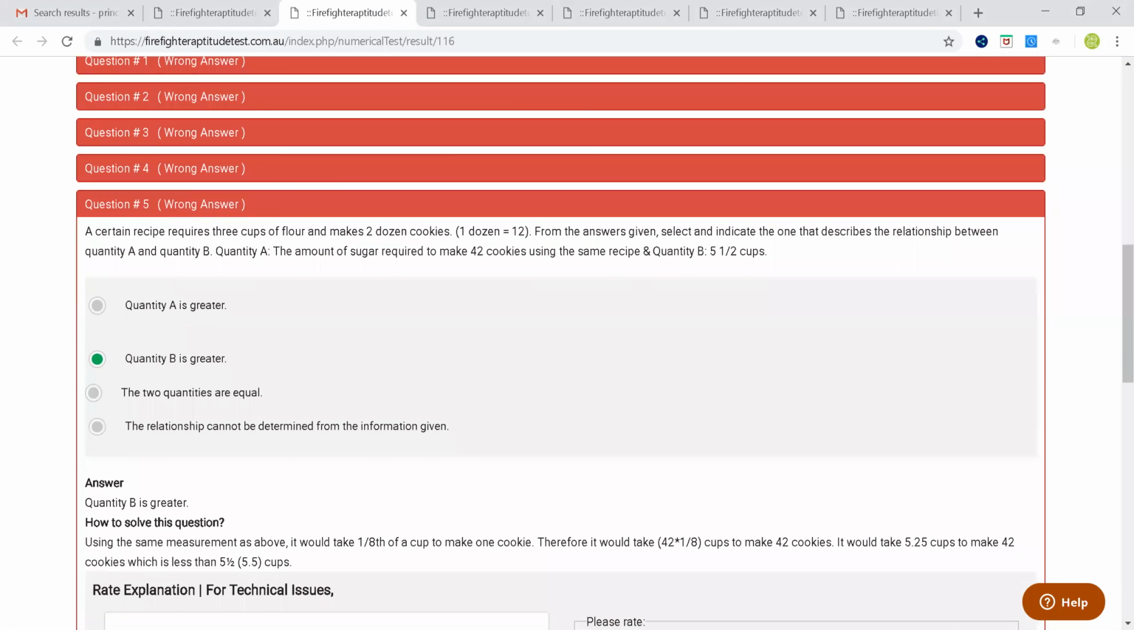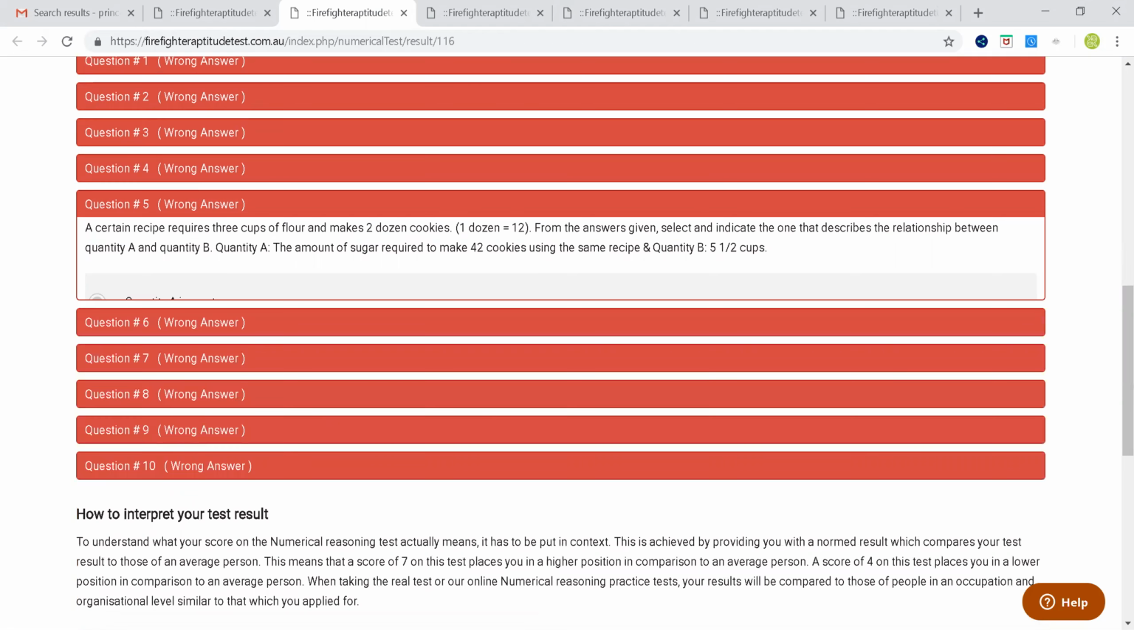Don't make it complicated. Same question, from the given answers select the one that describes the relationship. Quantity A is the amount of sugar required to make 42 cookies using the same recipe, and quantity B is 5.5 cups. Again, sugar to make 42 would be less than the flour itself. So 5.5 cups is a lot. Yeah, so it's a general knowledge question.